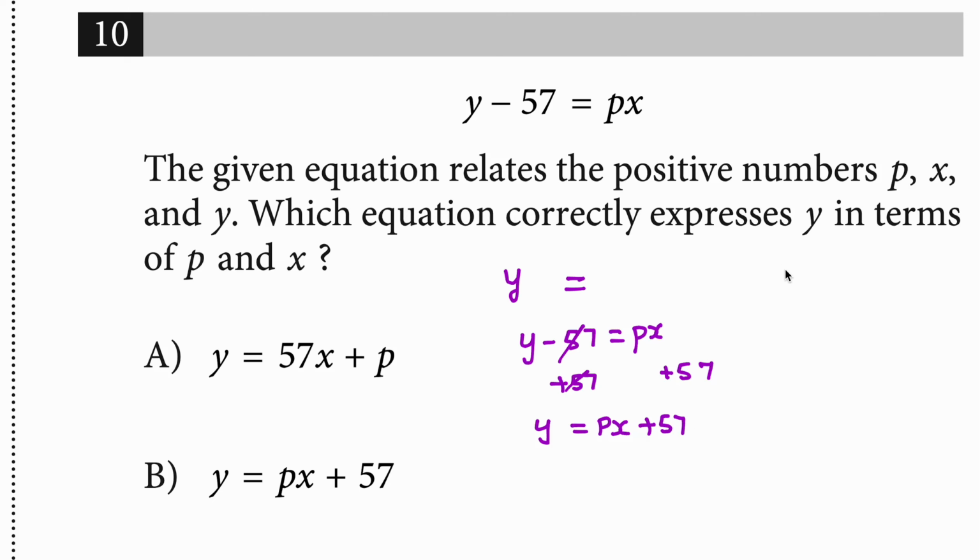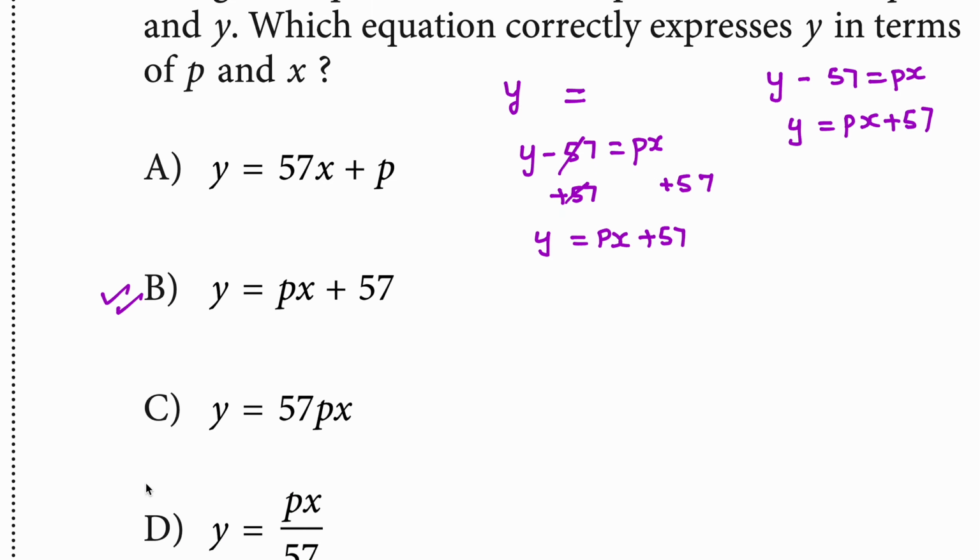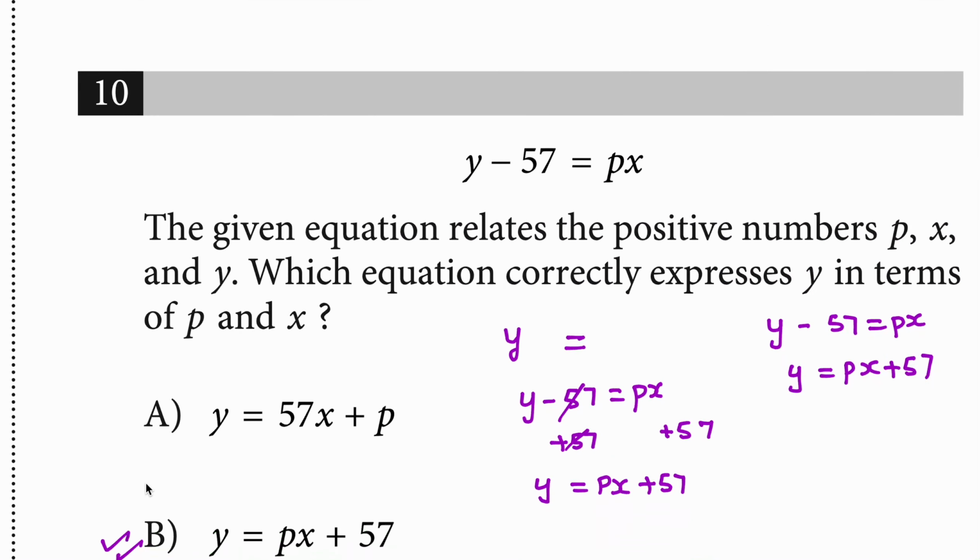Maybe you don't like this method of addition or subtraction. You simply say, okay, transporting 57 to the other side, right? So this also is the right way, or a different way to explain it: when we transport some number from one side of the equality to the opposite side, we change its sign. So y is equal to px plus 57. Okay, yes, B is the right option. I hope that is clear.